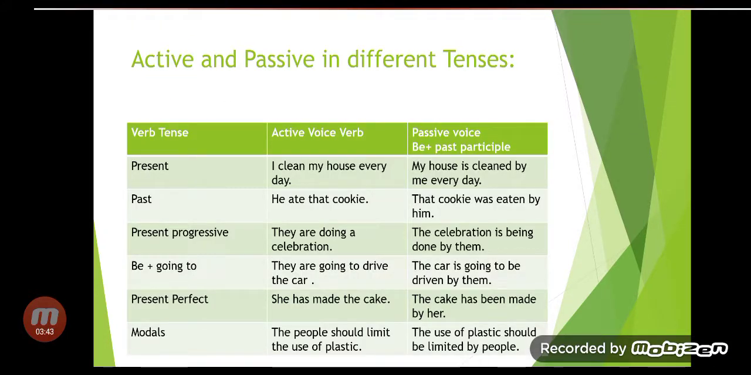Now coming to active and passive in different tenses. Keep one thing in mind: whenever you are working with the voices, every time the tense would be different and according to the tense the sentence would be converted. For example, in the present tense, the active voice is: I clean my house every day. This is the present simple tense. When we convert it into the passive voice, it would be: My house is cleaned by me every day. Right? We would be using the past participle.